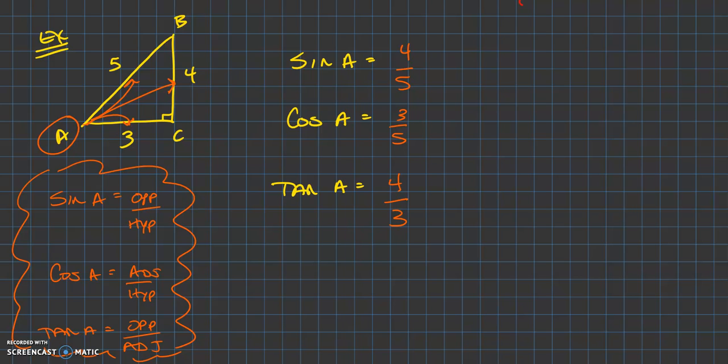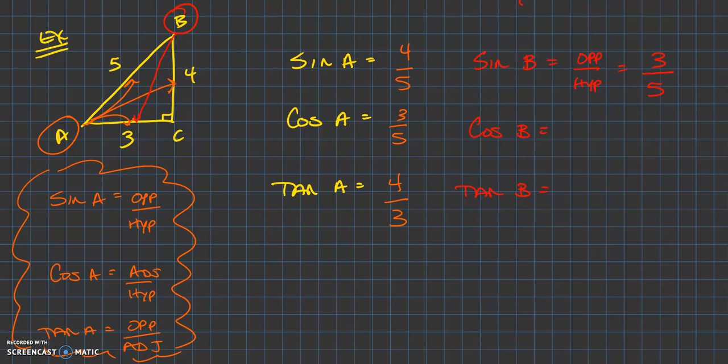Now let's change colors. What if we wanted to use a different angle? What is the sine of B? What is the cosine of B? And what is the tangent of B? Well, now I'm working with this angle. I know that the sine is opposite over hypotenuse, but the opposite of B is the 3. So that's going to be 3, and the hypotenuse is the same.